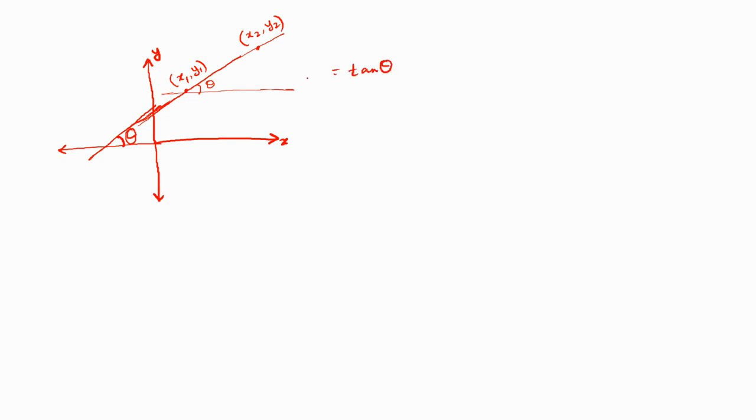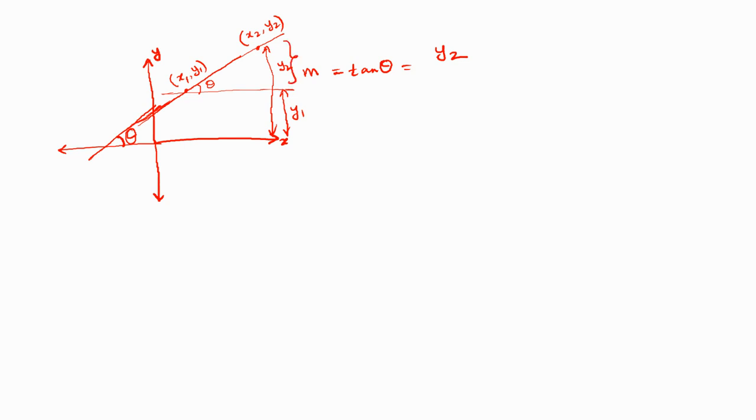Okay, so let's find the slope of this line. m equal to tan theta. This tan theta is called the slope of this line. Okay, so what will be the tan theta value? Let's say from here we want to find the tan theta value. So it will be y2. This is y2, right? And this one is y1.